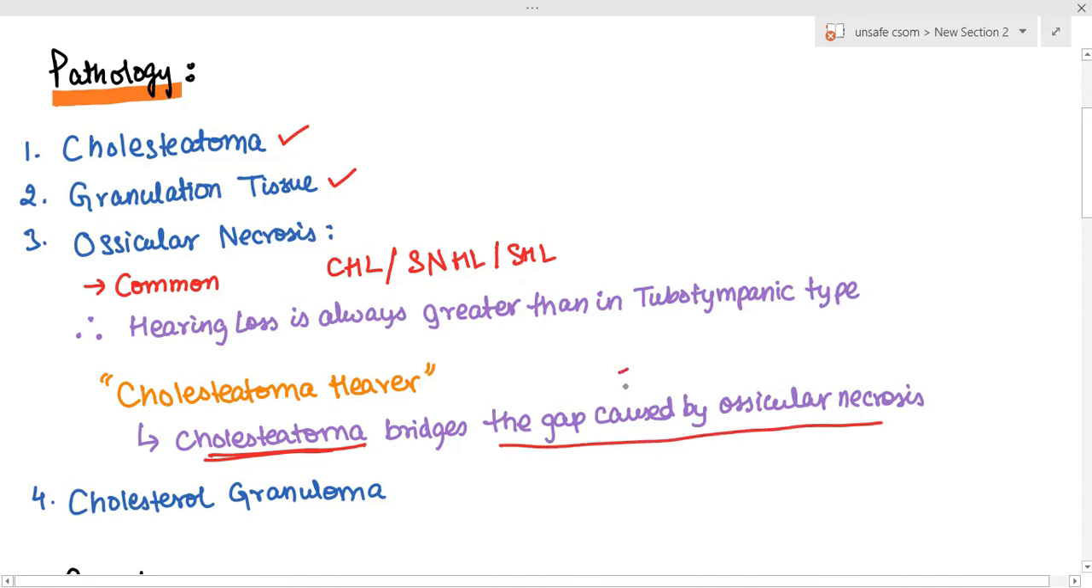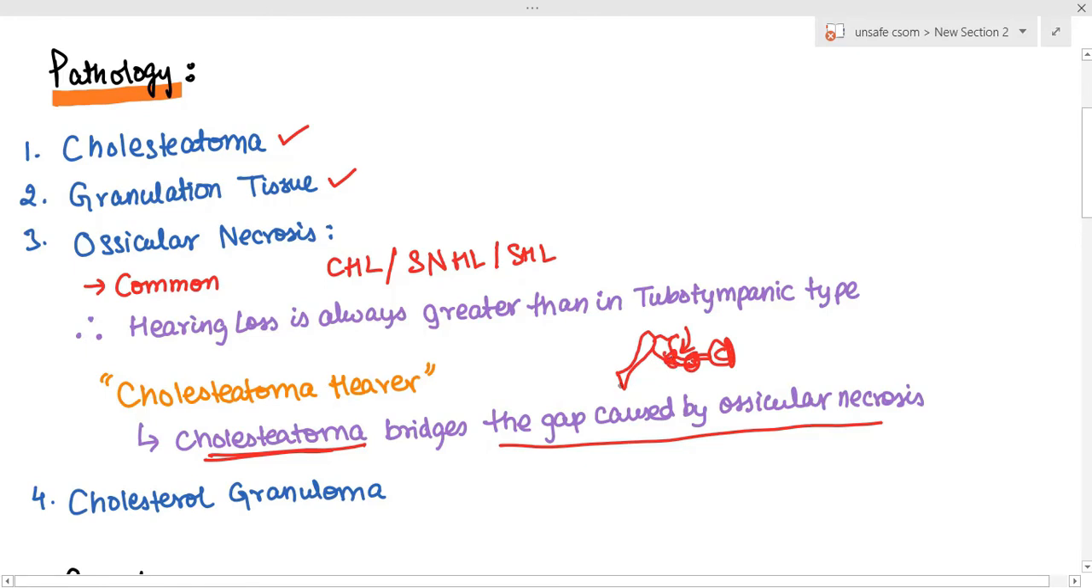Now suppose this is the malleus, this is the incus, and this is the stapes. Just a rough diagram, don't go with the diagram please. Now if there is necrosis, usually in the long process or the lenticular process of the incus, cholesteatoma flakes come in here and they bridge the gap in the ossicular chain.